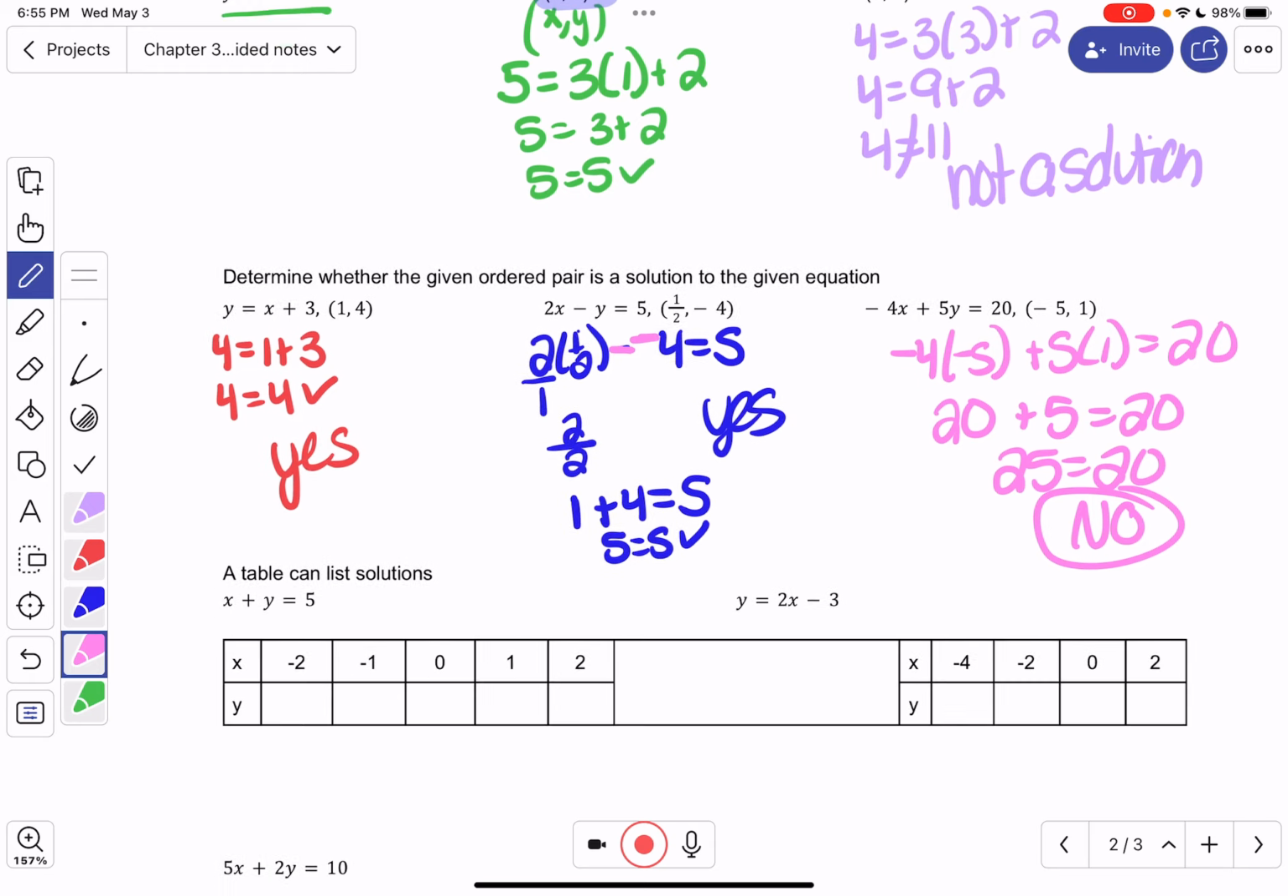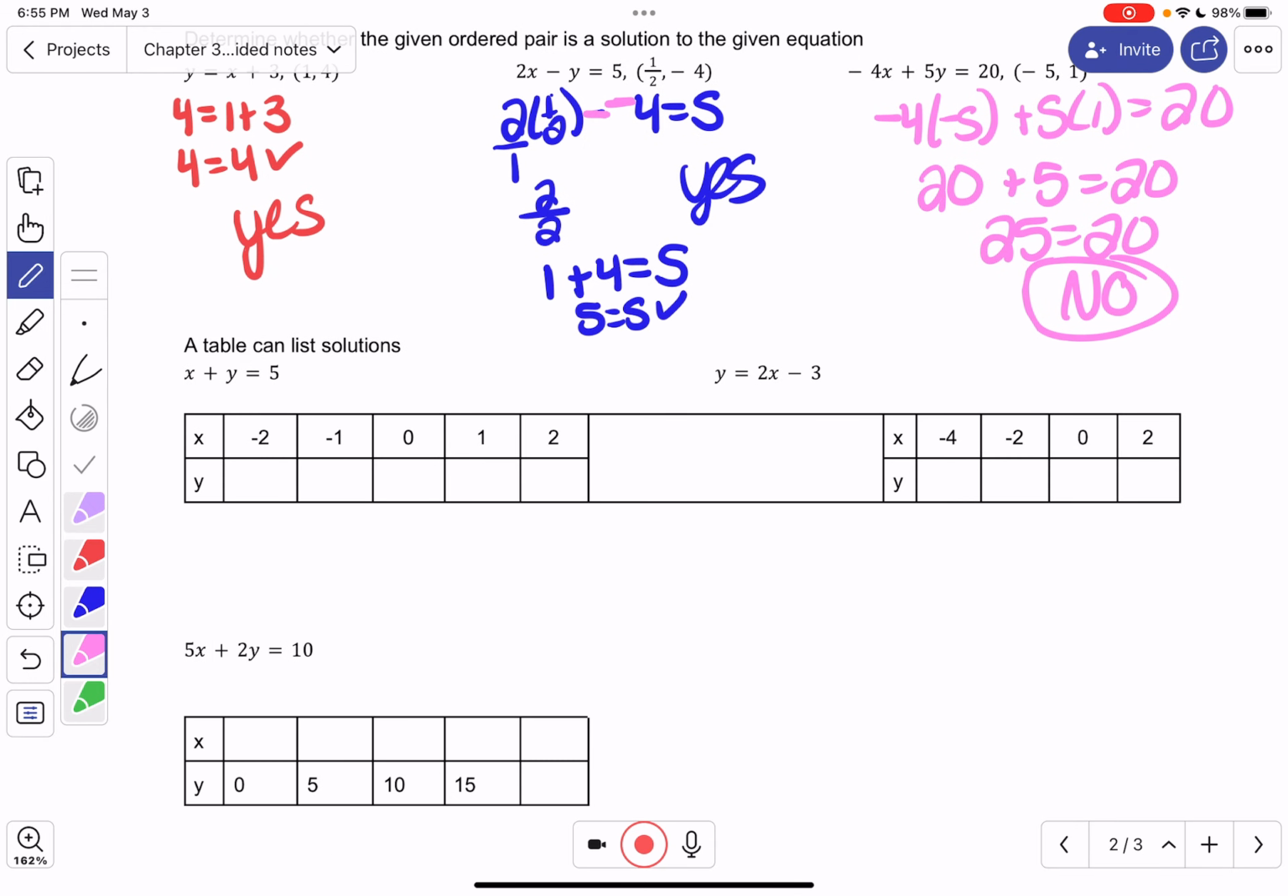A table is another way to find solutions. You just plug the x values in, solve for y, and that's a way to list a bunch of solutions at once. If I were to do this first equation, I would say -2 plus y equals 5. To get the 2 on the other side, we add. y equals 7. So I put a 7 in here.